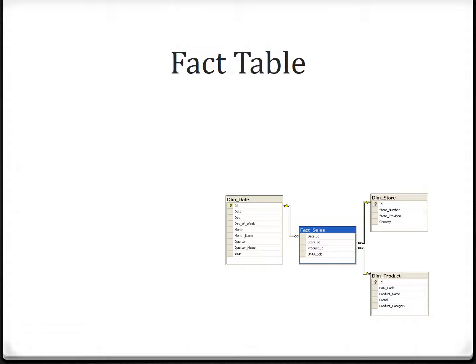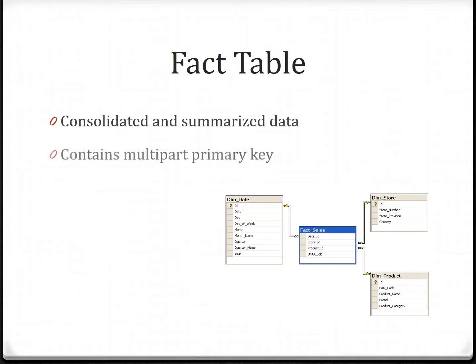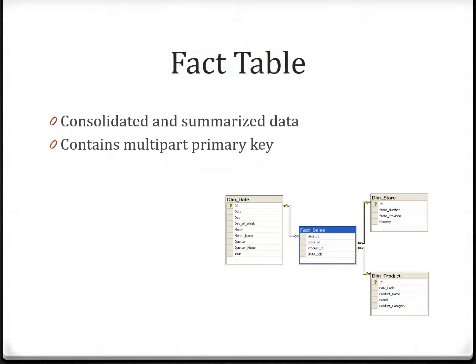Question 2. What is a fact table in a data warehouse, and provide your own examples? A fact table consists of consolidated and summarized data. It contains a multi-part primary key, where each part is a foreign key to a surrounding dimension table.